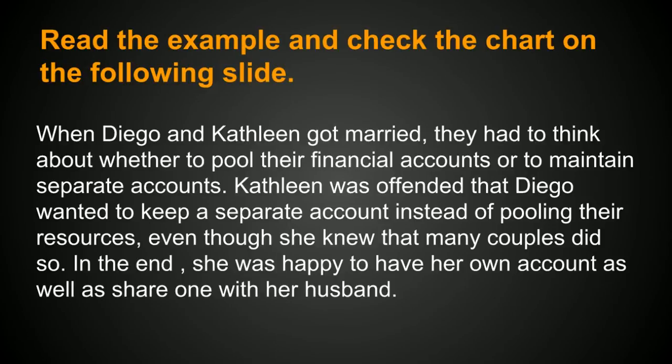When Diego and Kathleen got married, they had to think about whether to pool their financial accounts or to maintain separate accounts. Kathleen was offended that Diego wanted to keep a separate account instead of pooling their resources, even though she knew that many couples did so. In the end, she was happy to have her own account as well as share one with her husband.